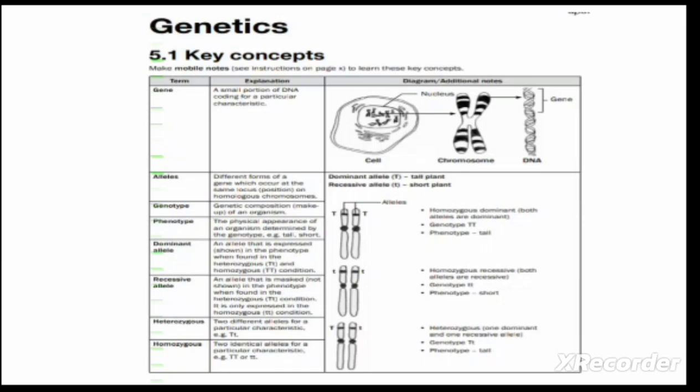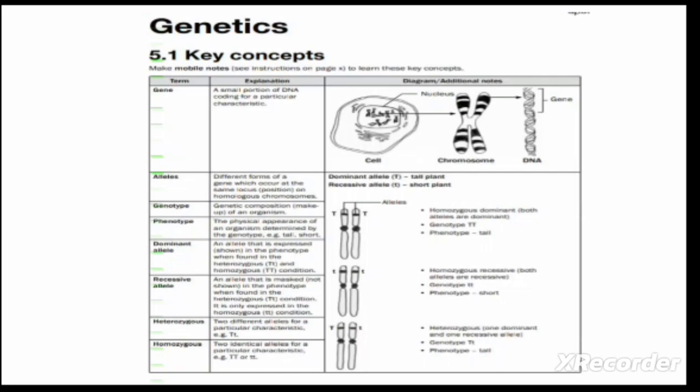So let's move on to alleles. These are different forms of a gene which occur at the same locus or position on the homologous chromosomes. So let's look at these homologous chromosomes there on the right-hand side. As you can see, it's showing alleles TT. So alleles, they are genes, right? I told you what a gene is. They are genes that occur at the same position. The location or position of a gene is called a locus. Different forms of a gene which occur at the same locus, those are called alleles.